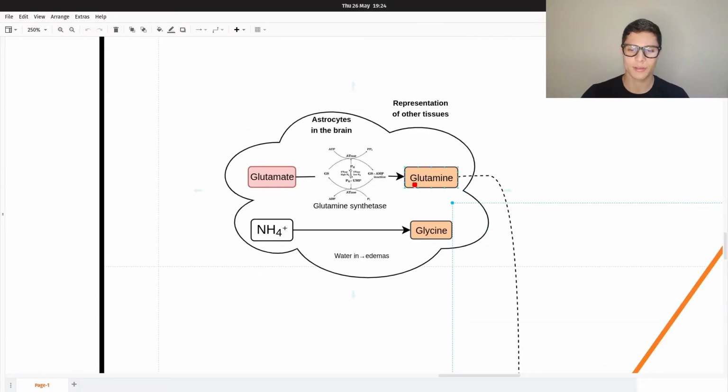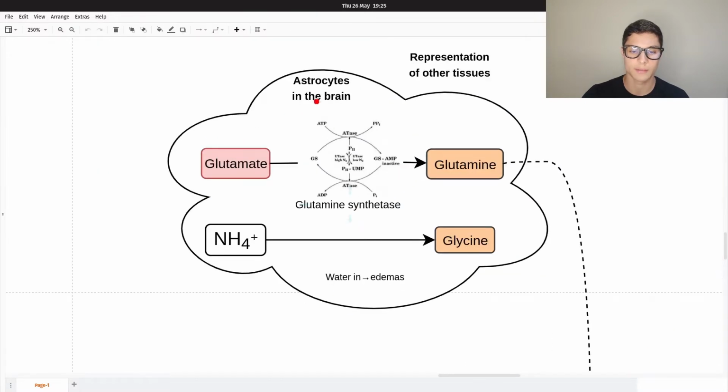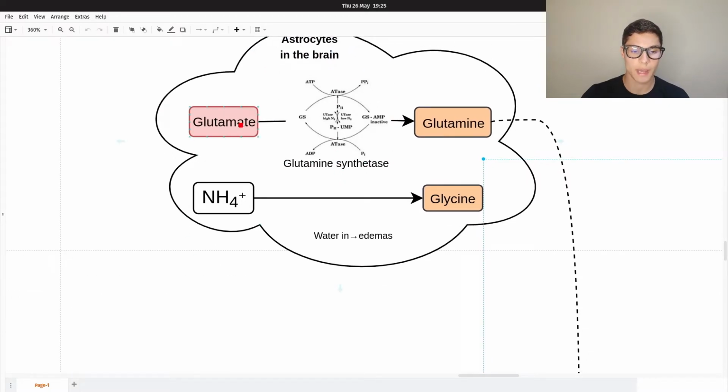Okay, so we talked about glutamate and its responsibility of getting all the ammonia, all the amine groups from the other amino acids and storing them in the cell. And this is the representation of all the tissues, but in depth we're going to focus on astrocytes in the brain. Glutamate can be converted into glutamine.